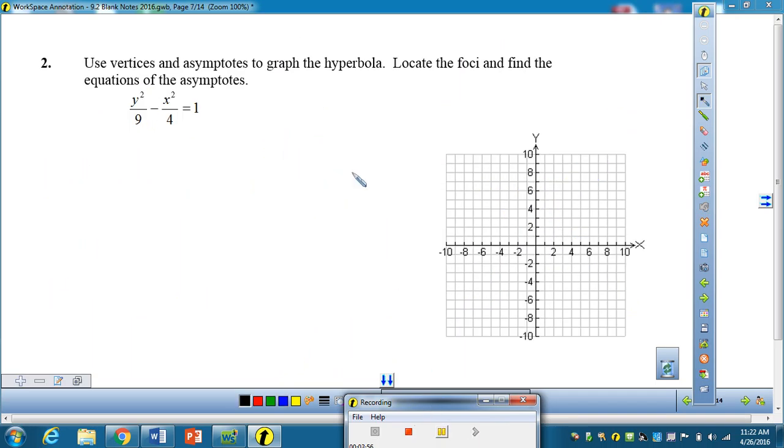Okay, let's try another one. Again, we're just going to start by creating our box. The number underneath the y squared is 9, so in the y direction, it's going to be 3 and negative 3. Again, this is assuming that we're centered at (0, 0). The number underneath the x squared is 4, so we think about the square roots, 2 and negative 2. That's going to be the boundary of our box on the other side.